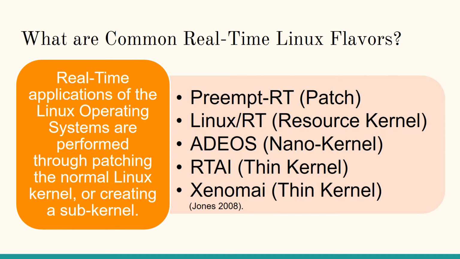The common real-time Linux flavors are preempt RT, which is a patch. A patch is almost like the resource kernel implementation, where the original kernel is patched to allow higher level tasks or real-time tasks. It's patched to be more adaptive to those tasks. Linux RT is a resource kernel implementation. RTOS is a nano kernel implementation. RTAI is a thin kernel implementation, and the same with Xenomai. And I guess put simply, real-time applications of the Linux OS are performed through patching the normal Linux kernel or creating a subkernel.